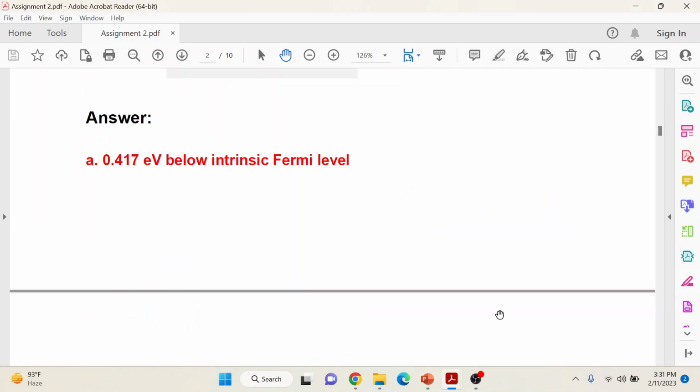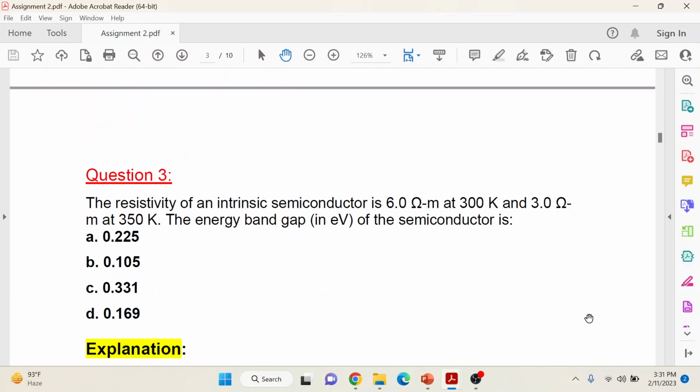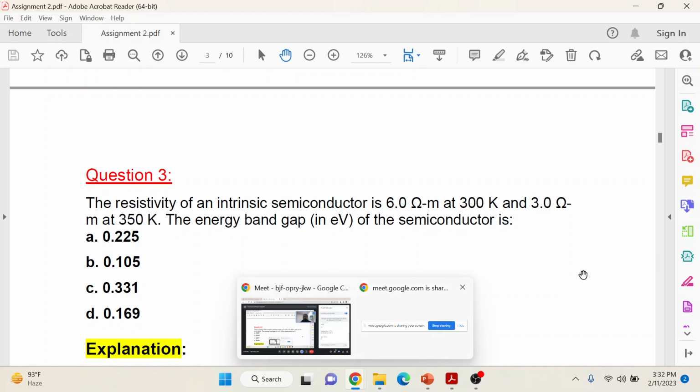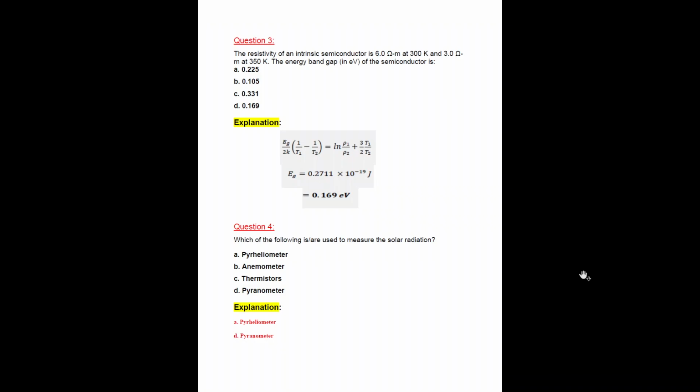Okay, so as nobody is here, let me tell the answer myself. The resistivity is given as 6 ohm meter at 300 Kelvin and 3 ohm meter at 350 Kelvin. So the energy band gap will be, the explanation is like this.